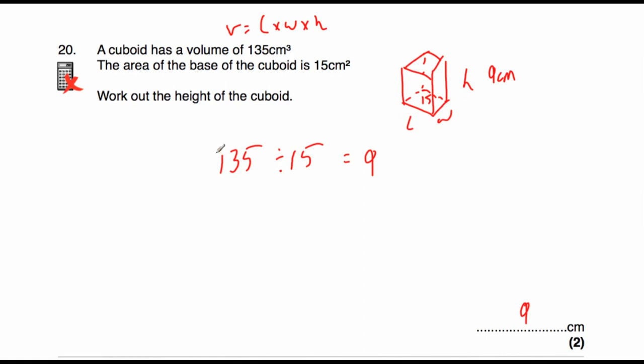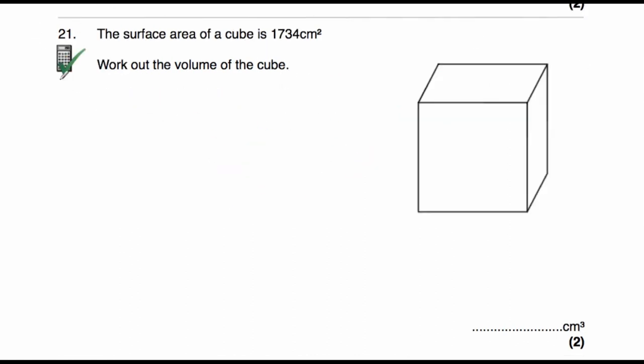And so that's it. So we've done 135 divided by 15. And remember, to do that division, you could just write the multiples of 15 until you get to 135. Alternatively, you could just work it out the way I did. That's it. Okay, let's have a look at question number 21.